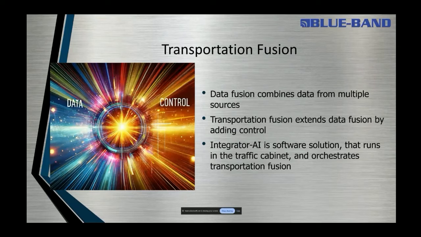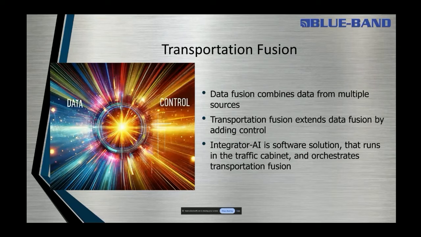Transportation fusion extends data fusion by adding control. So what does that mean? Not only can we detect that jaywalking occurred, but now we can do something about it in real time. Now, I deliberately don't say what we do about it because we want agencies to choose what they do about it. You have access to and control of anything connected to the integrator. So you decide what to do when jaywalking is detected. For example, turn on some flashing lights, send a warning to the connected vehicle system. It's your choice.